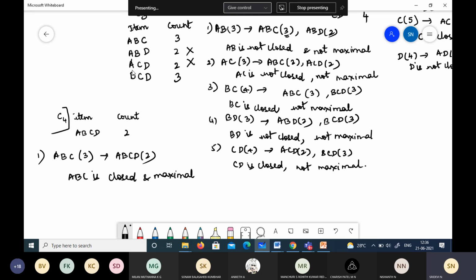And if we take BCD now, again we have ABCD 2. We can say that BCD is also closed and maximal. So we find transactions with ABC and BCD occurring frequently in this problem. And we will not move further. Why? Because the support count of the 4th item will be 2.